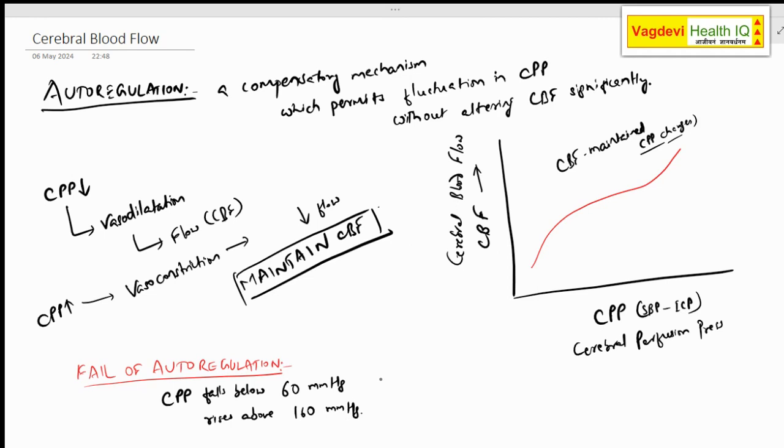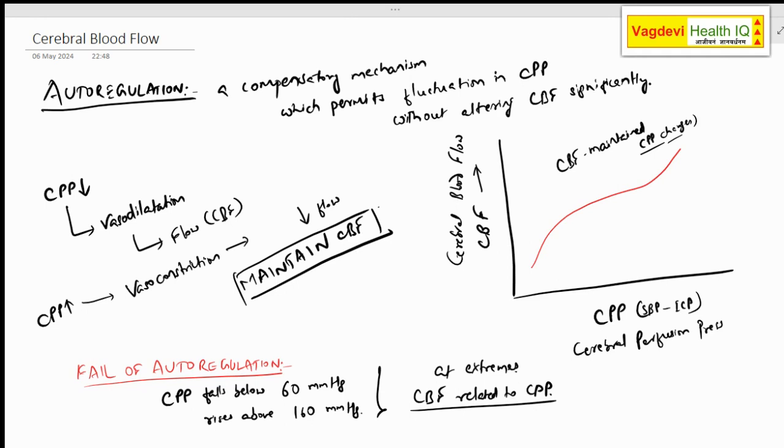So what happened here? In these extremes, cerebral blood flow will be directly proportional to the cerebral perfusion pressure. So the more the pressure, the more the flow. Sorry, I did not write proportional, but I'll write it. It is related to cerebral perfusion pressure at these extremes. Okay, it is just to make you understand.